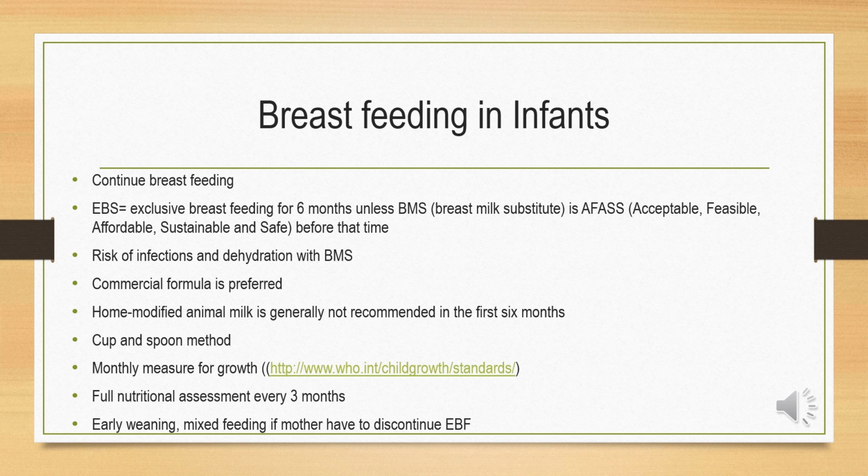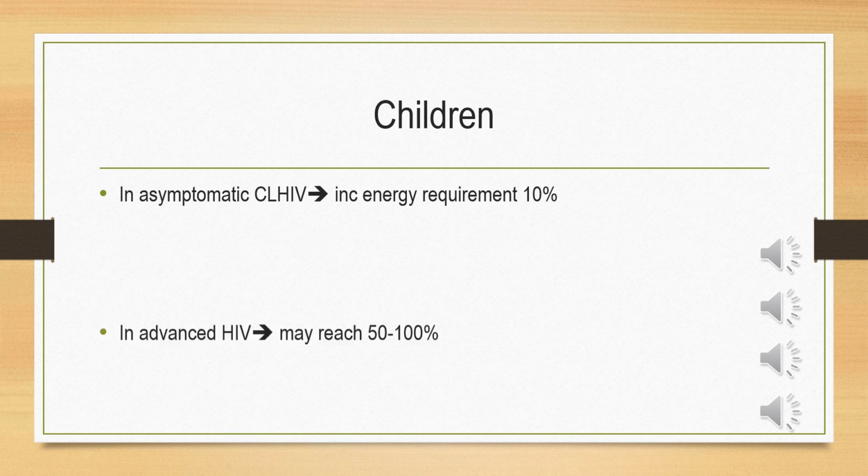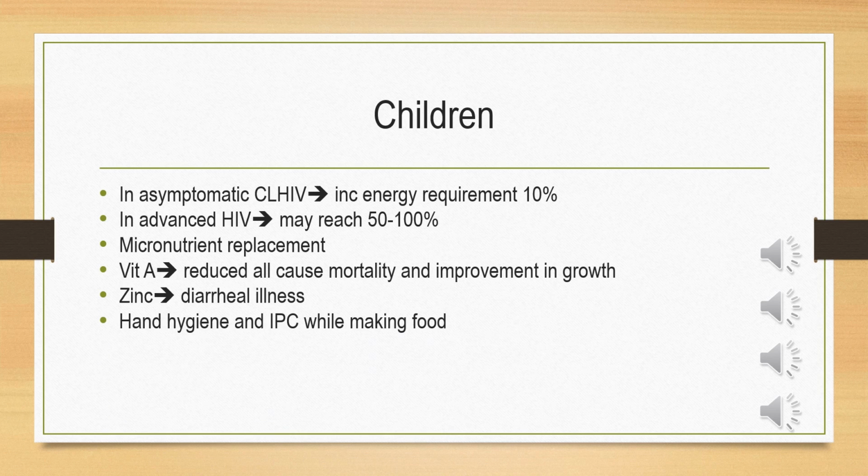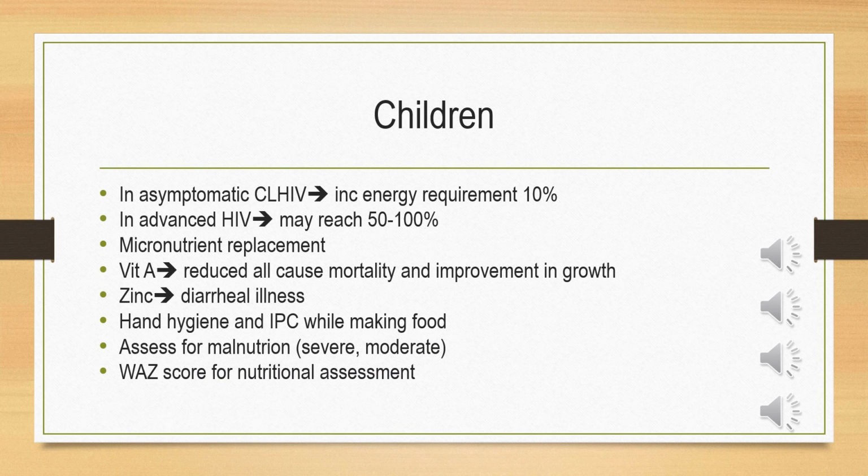A child should be measured monthly for growth, just like the general population, and you can find the growth charts on the link given in the presentation. A full nutritional assessment should be done every 3 months. For a child of any other age, the energy requirement varies with the stage of HIV.